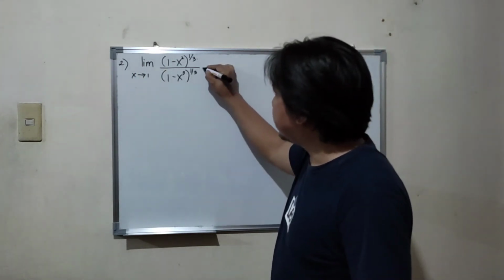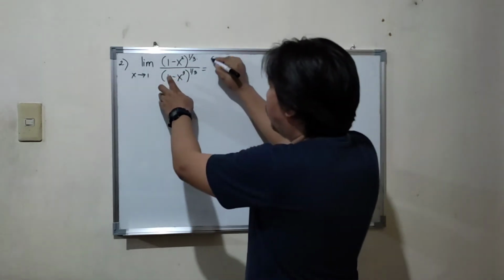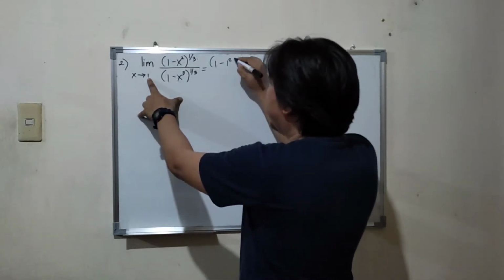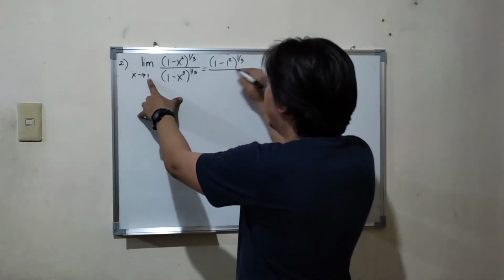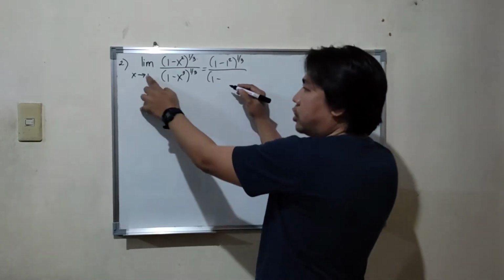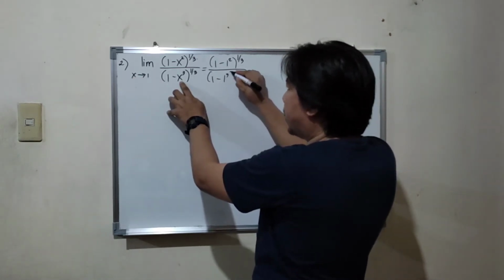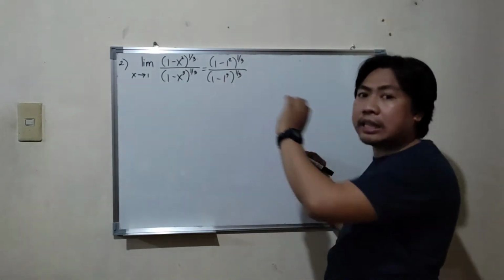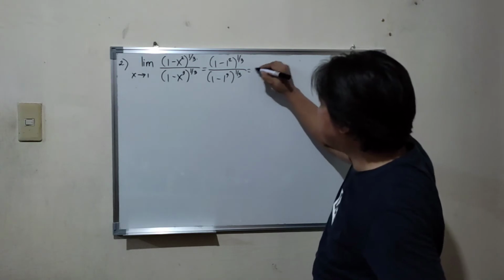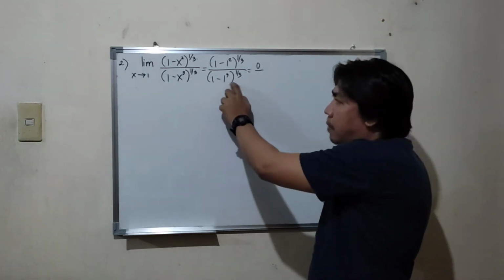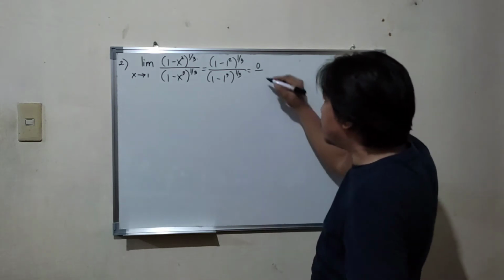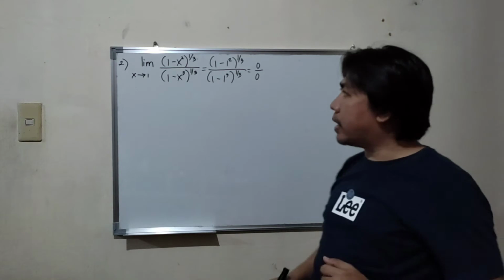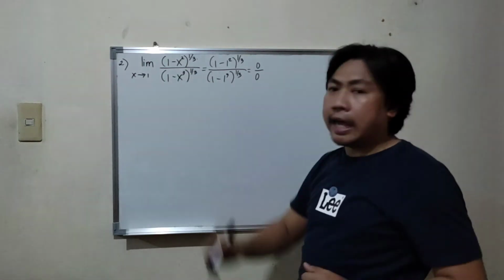So first, substitute 1 for every x in the expression. To evaluate the limit, we have 1 minus, the value of x is 1, so we have 1 squared raised to 1/3 over 1 minus 1 cubed raised to 1/3. So 1 squared is still 1, so 1 minus 1 is 0 raised to 1/3, so it's still 0. Then for the denominator, 1 minus 1 cubed, that is 0 raised to 1/3, so it's still 0. So again, it's indeterminate. Since indeterminate, we make a way to solve this.